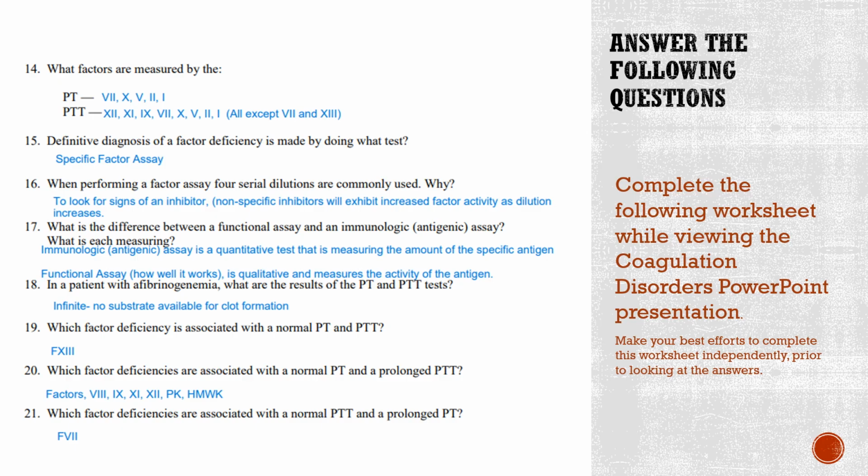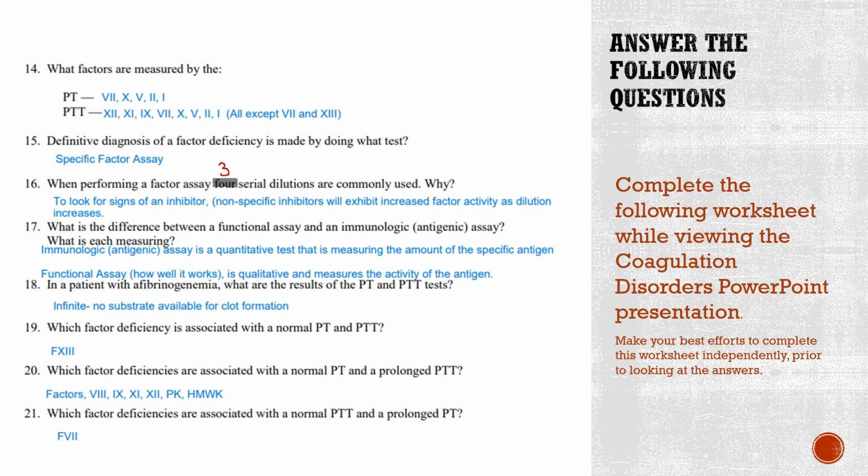When performing a factor assay, 4 serial dilutions, and again that should be 3. Let me fix that. Okay, let me see. That is not my best 3 ever, but I apologize for that. So 3 serial dilutions are commonly used. Why? Well, it's to look for an inhibitor, specifically non-specific inhibitors, because those non-specific inhibitors will exhibit increased factor activity as the dilution increases as well. That's because those inhibitors will be diluted out, so they can't inhibit the factors as well, and therefore the factors are able to express their activity.